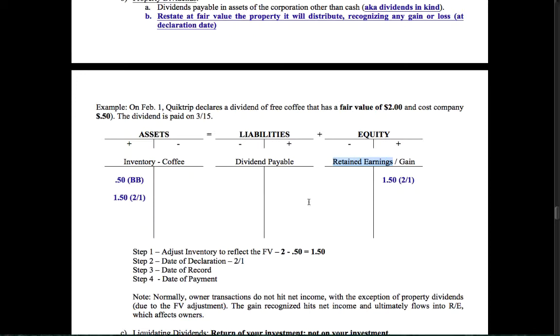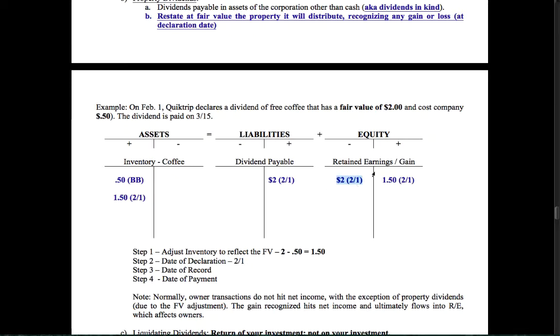So first you need to establish your liability, the $2 payable, and then you need to remove that balance from retained earnings because you were paying the dividend out, and dividends come out of retained earnings.